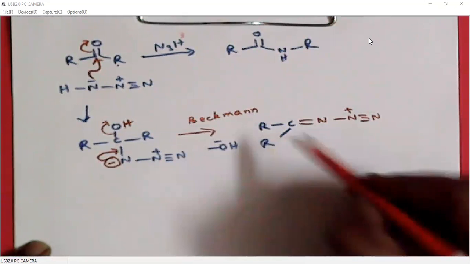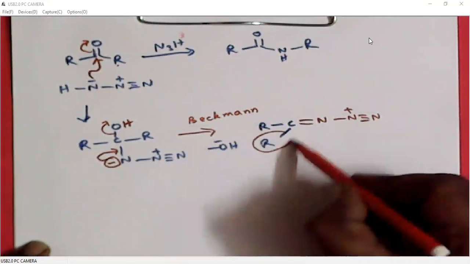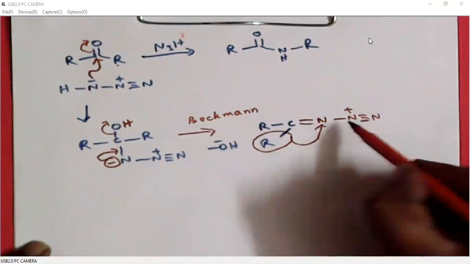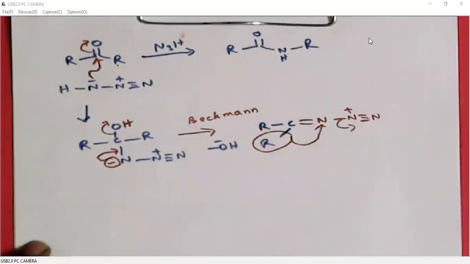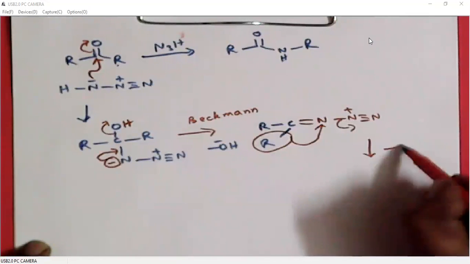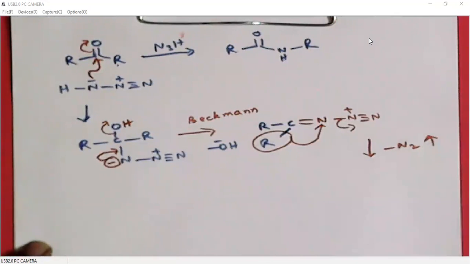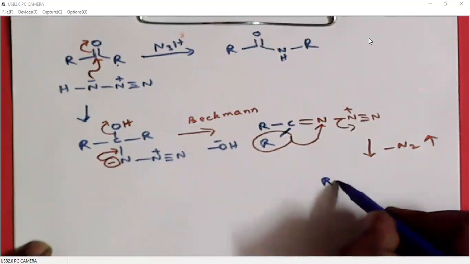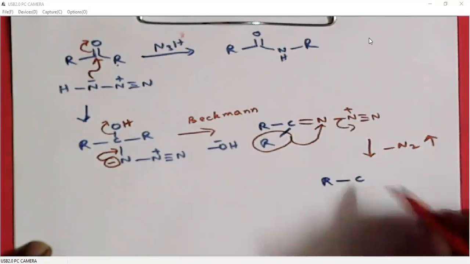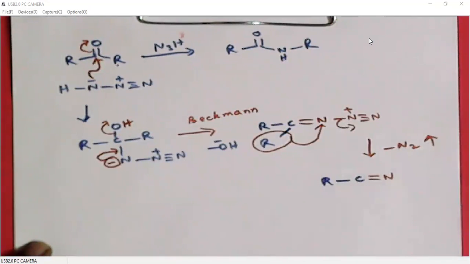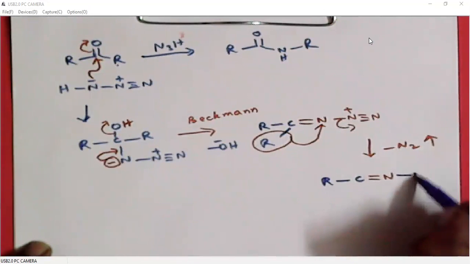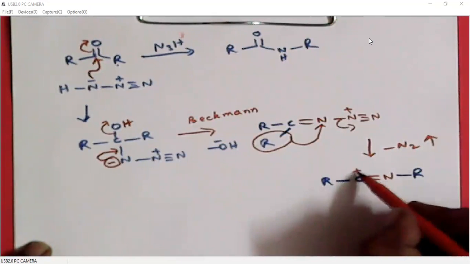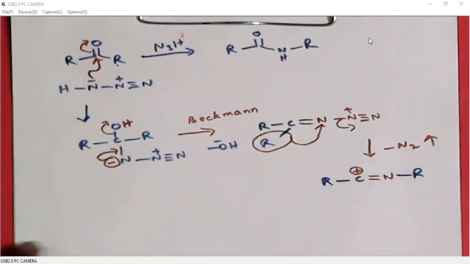Because of its good leaving nature, one alkyl from carbon will migrate to nitrogen so that this N2 plus will be leaving. So minus N2. Nitrogen gas is leaving. So what we are having is R C double bond N, and this R group is migrated to nitrogen. Because of its migration, we have generated positive charge here.